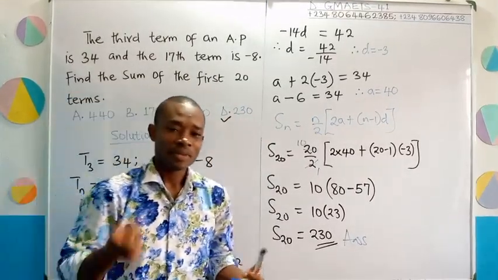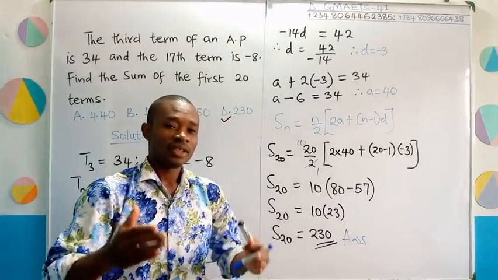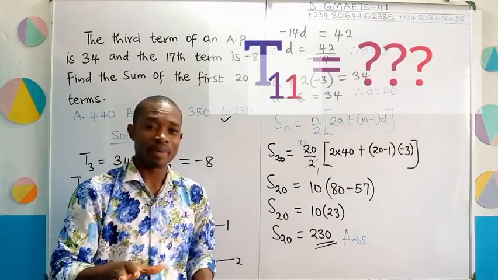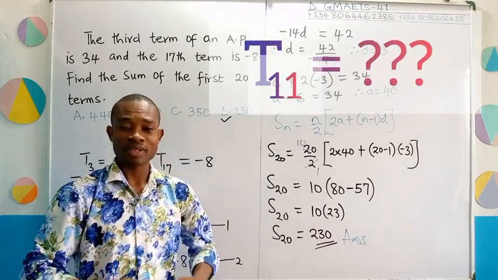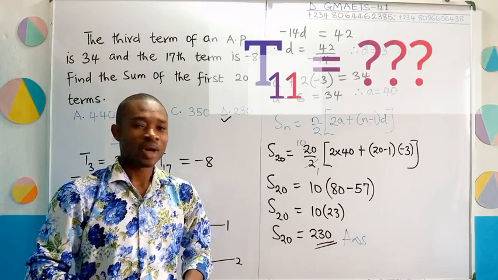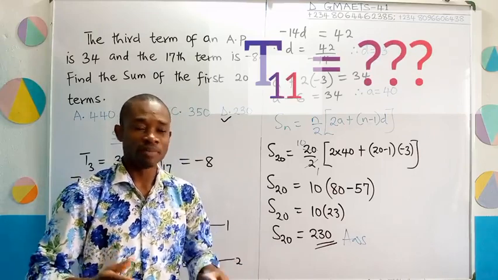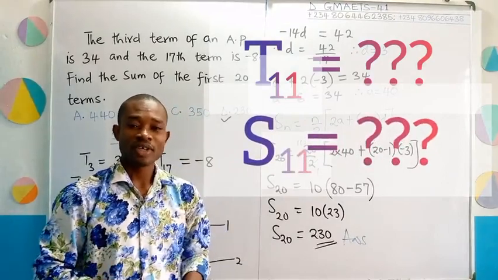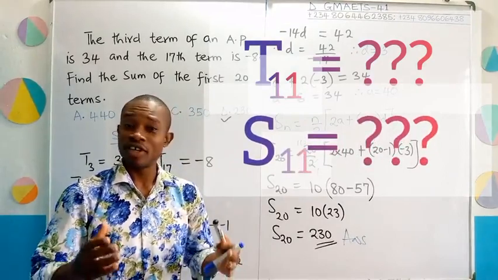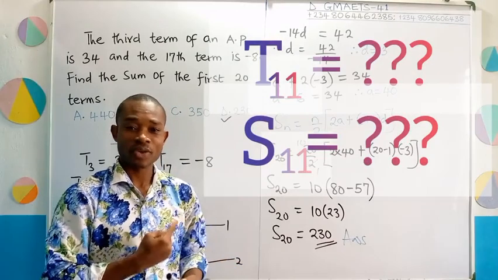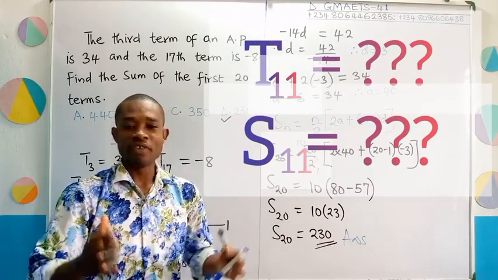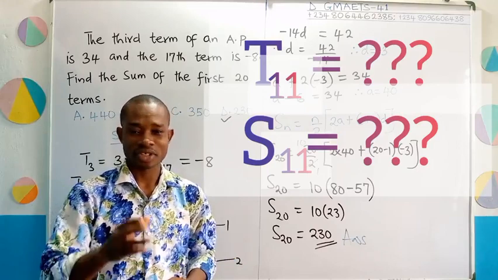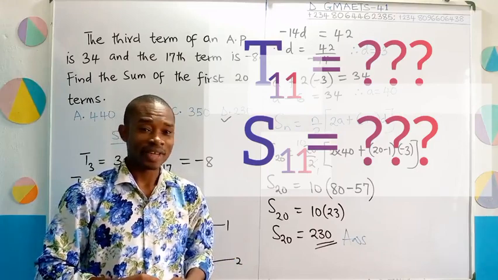What do you think? What would be the 11th term of this AP? Find out and drop your answer in the comment section. And what do you think will be the sum of the first 11 terms of this sequence? So find the value of the 11th term of this sequence, and find the sum of the first 11 terms of the sequence. I'll be right there in the comment section to observe your answer.